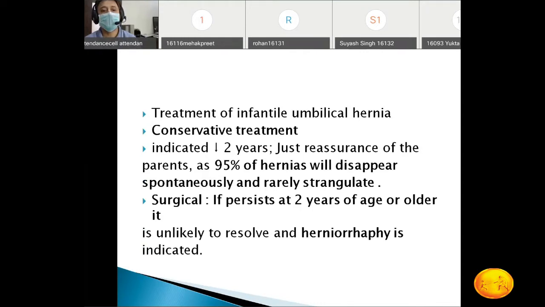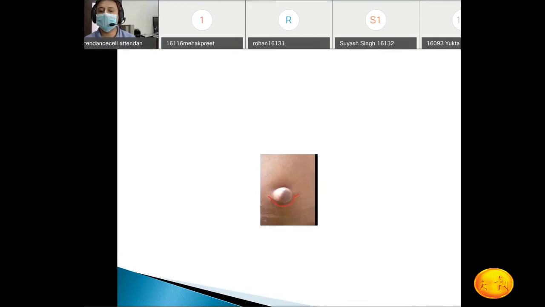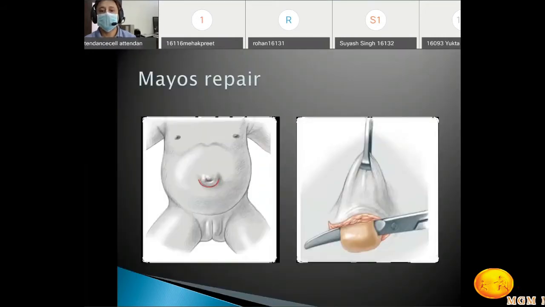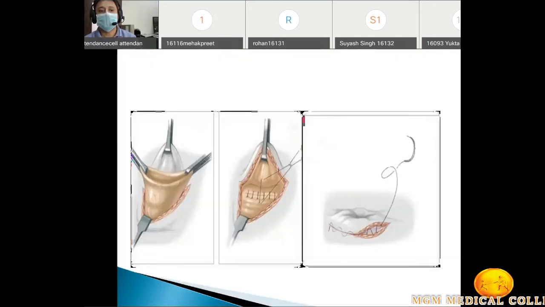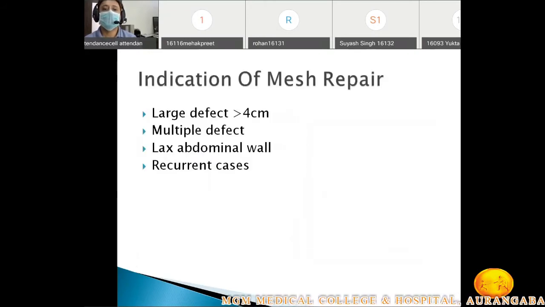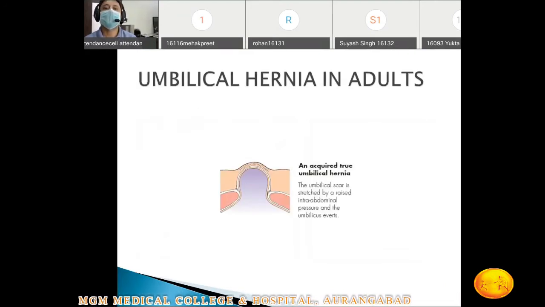Surgical treatment is indicated if it persists at 2 years of age or older. It is unlikely to resolve and herniorrhaphy is indicated. This is how an incision is taken. An infraumbilical smiling incision is taken. The umbilicus is deepened to dissect out the sac from the umbilicus. Then the sac is opened, the contents are reduced, the muscle is sutured with interrupted sutures and the incision is closed. The indication for mesh repair is if the defect is more than 4 centimeters, there are multiple defects, the abdominal wall is lax, or in recurrent cases.